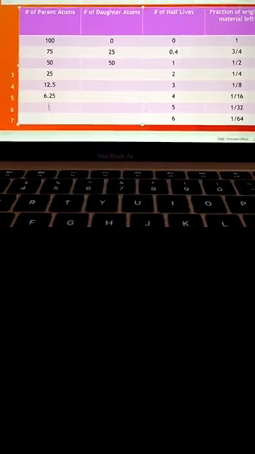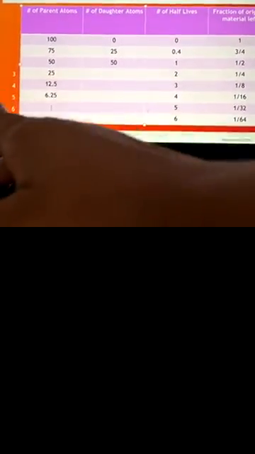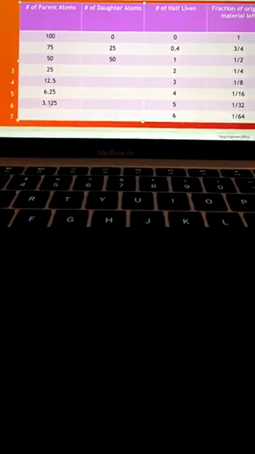100 divided by 32. Great job, Kwalik. 3.125. And if you all start paying attention to the patterns, from this point forward, all we're doing is dividing the number in half. You divide 25 in half, you get 12.5. You divide 12.5 in half, you get 6.25. You divide 6.25 in half, you get 3.125.